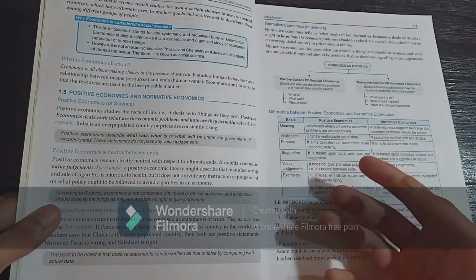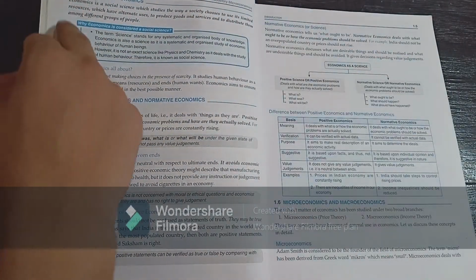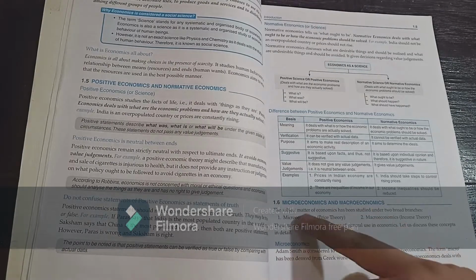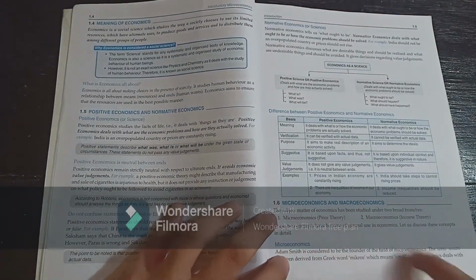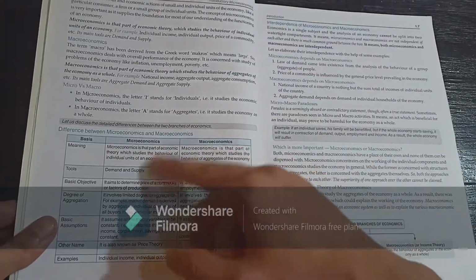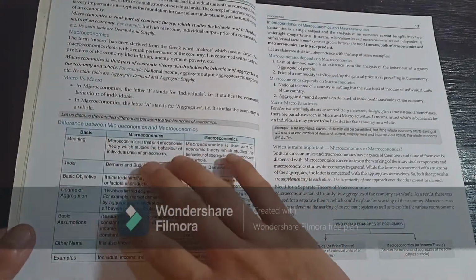Meaning of economics. What is basically the meaning of economics? You can read this. Then why economics is considered a social science. Now we have microeconomics and macroeconomics. In class 11th you will read microeconomics, and in class 12th you will study macroeconomics. Then its definition, differences, and generally questions will come from this difference. So it is very important.